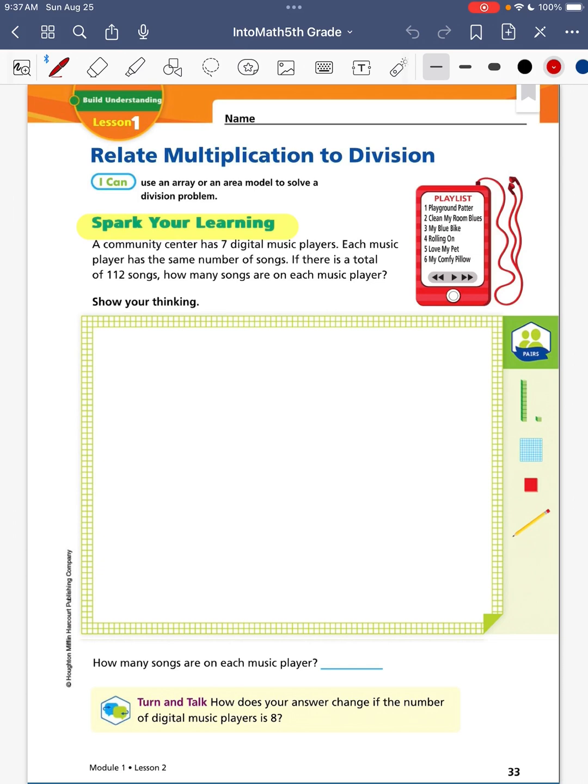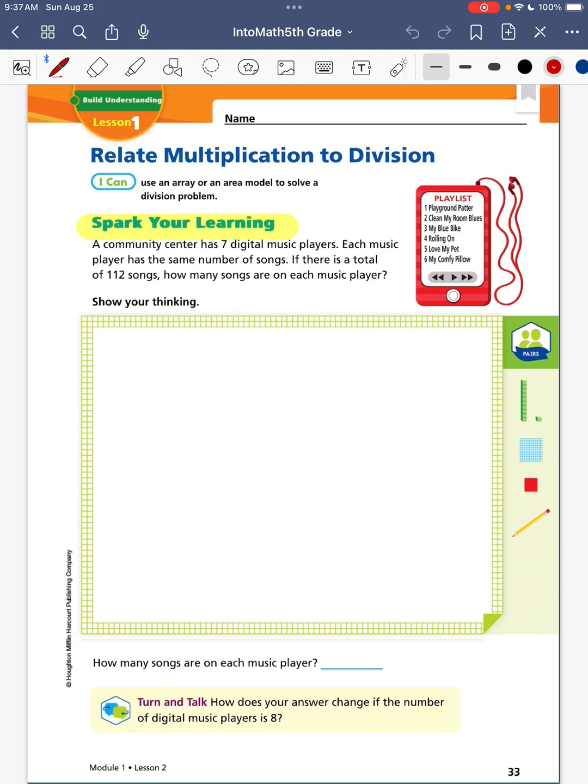These are pages 33 through 36 in your Unit 1, Module 1 through 9 workbook. In this video, we will go through the Module 2, Lesson 1, Spark Your Learning, Build It Out questions, and a few select questions from Check for Understanding and On Your Own. Please feel free to skip around in the video to help with working on particular problems you may need help with.